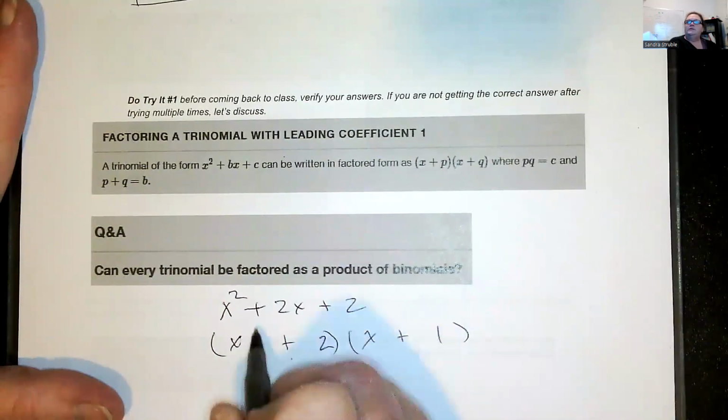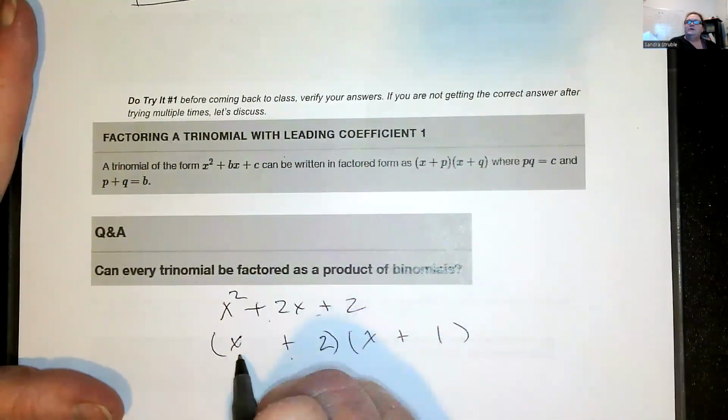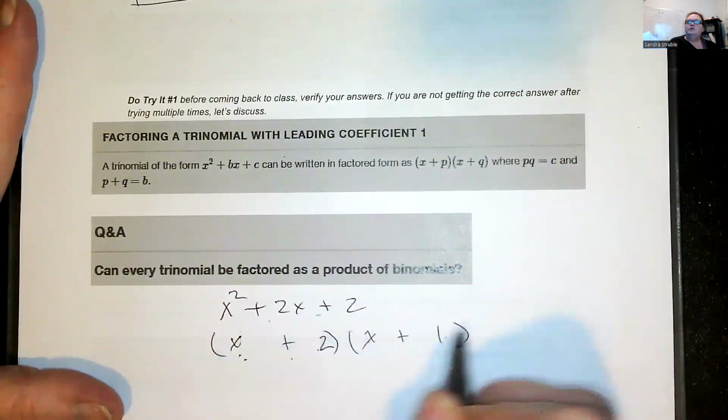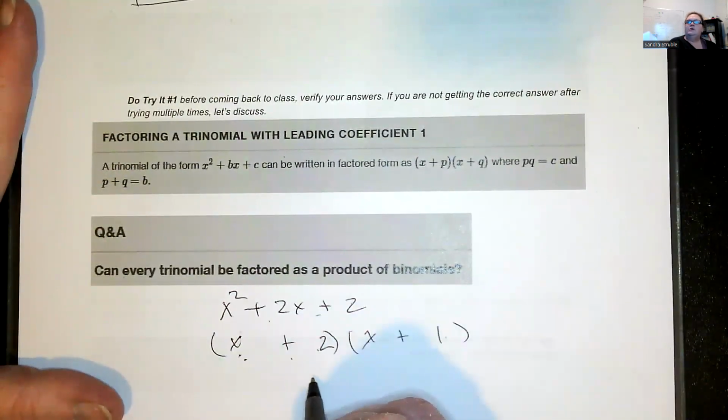We have to use plus since they're both plus. X squared breaks down to x and x. 2 only breaks down to 2 and 1. So these are our only options here.